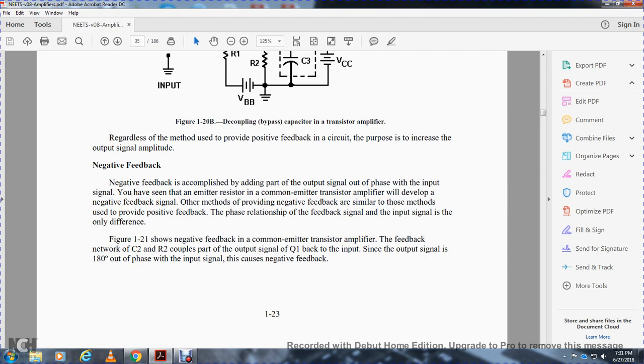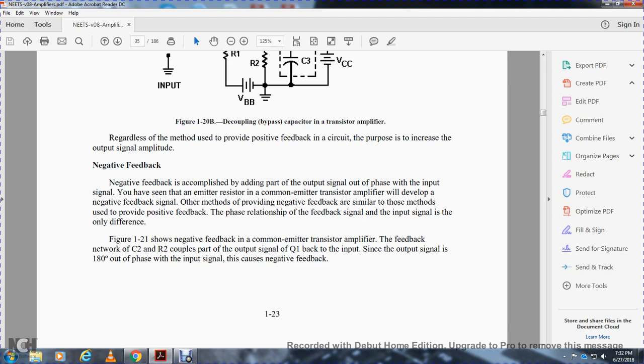Regardless of the method, you provide positive feedback with the circuit. The purpose is to increase the output signal amplitude. Negative feedback is accomplished by adding a signal that is out of phase with the input signal. With the emitter resistor, the common emitter transistor amplifier develops the negative feedback signal. Other methods of providing negative feedback are similar to those methods that you provide positive feedback. The only difference is the phase relation of the feedback signal to the input signal.